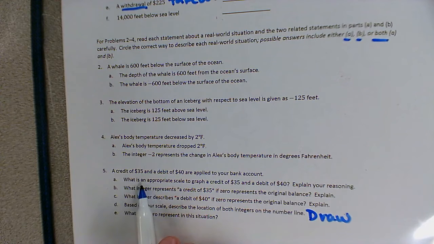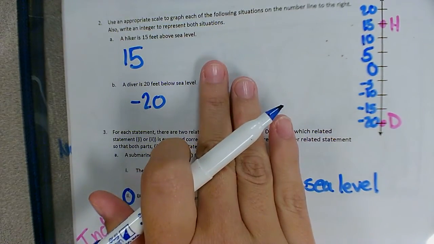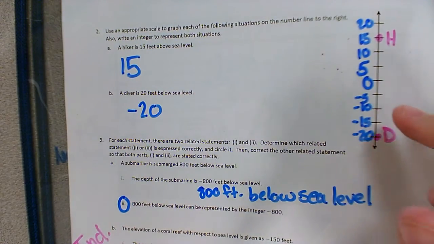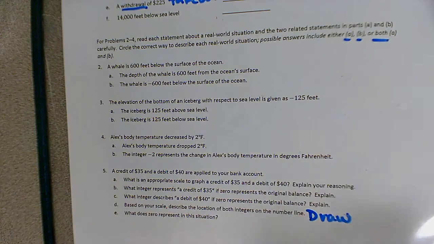So for part A, when it's asking what is an appropriate scale to graph a credit of 35 and a debit of 40, think about that previous page that we talked about with our hiker and our diver and how we didn't go by ones, we counted by 5s. So think about what would be the best way to scale your graph or your number line to show these two integers.